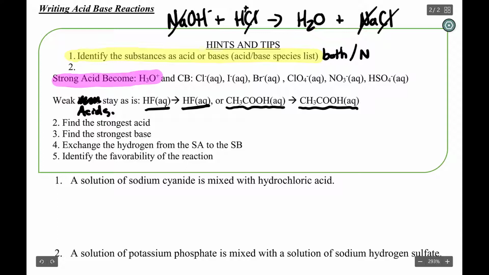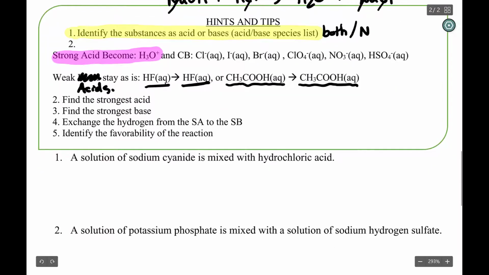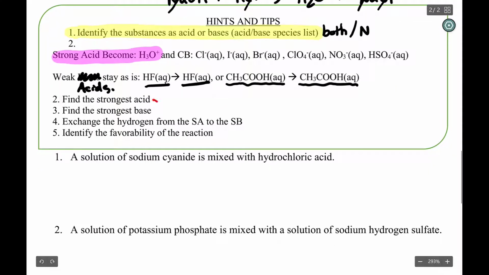So to clarify, whenever you have a strong acid, you simply write it as hydronium, and you can include its conjugate base anion. However, all of these are going to be neutral with the exception of HSO4 minus, and therefore they will not react. Then I'd find my strongest acid on my list, find my strongest base on the list, and then react the two, exchanging a proton from the strong acid to the strong base. And then I identify the favorability, which we did in the first part of this lesson.